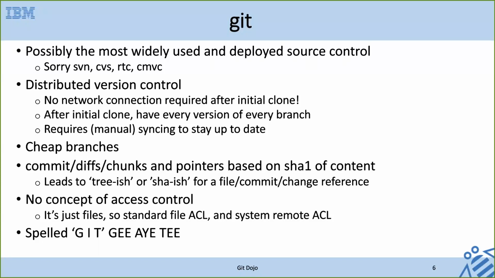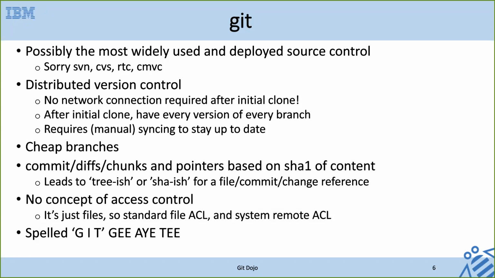So everything in Git is referred to by these big, long, nasty looking strings, and they're basically the hashes of the content. A lot of the time I'll say tree-ish, SHA-ish, hash-ish, basically just saying, okay, this is a reference to that specific thing.